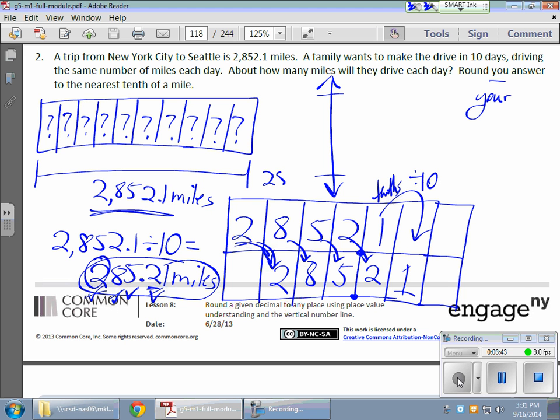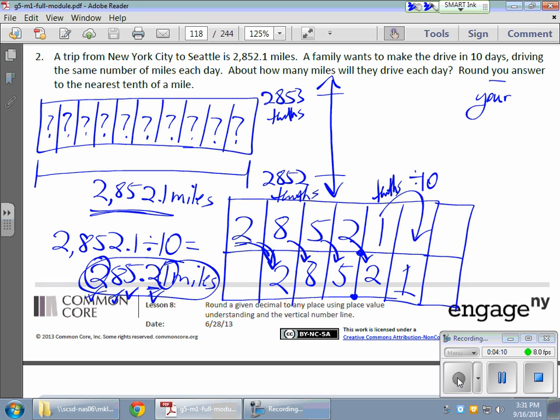I have my 2,852 tenths because I'm rounding to the tenth, so I want the total amount of tenths, or it's going to be 2,853 tenths. And now, why is it 2,853? Because I have a little more. My value is actually just slightly above 2,852 tenths. So it's between 2,852 tenths and 2,853 tenths.